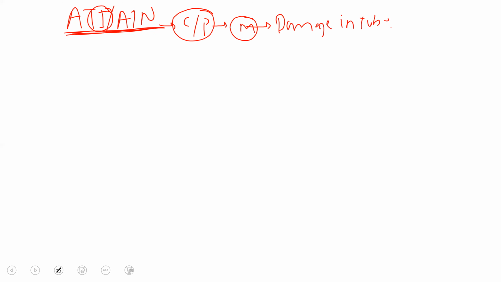Acute tubular necrosis is a clinical pathological entity. It is characterized morphologically by damage in the tubular epithelial cells, and it is characterized clinically by a decline in the renal function, so decrease in the renal function, and that manifests with oliguria and azotemia.